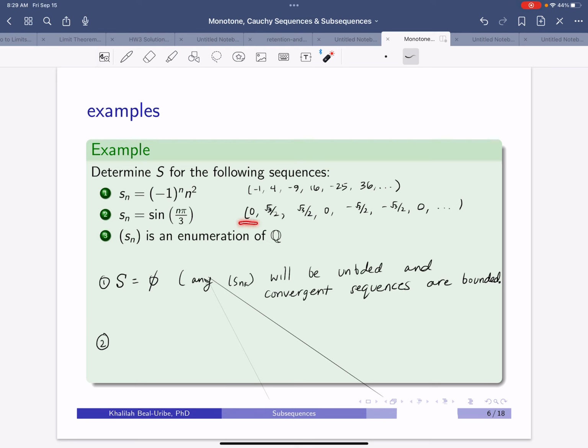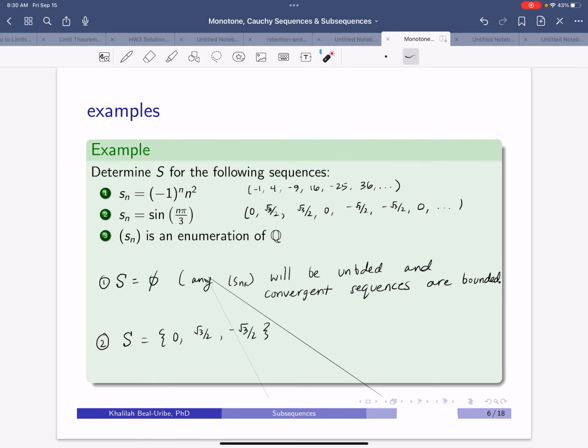So when I look at number 2, I wrote down the values. So these terms oscillate between 0 and plus and minus root 3 over 2. So any subsequence that converges will converge either to 0, right, like we could pick the ones that are converging to 0. You also have a subsequence that's converging to root 3 over 2, and the next would be minus root 3 over 2. So our set of subsequential limits would be 0, root 3 over 2, and then negative root 3 over 2.